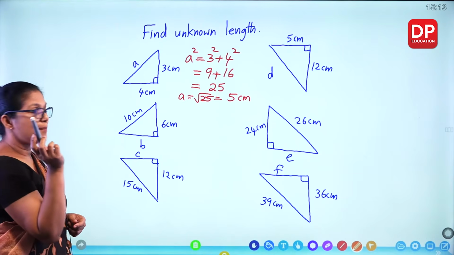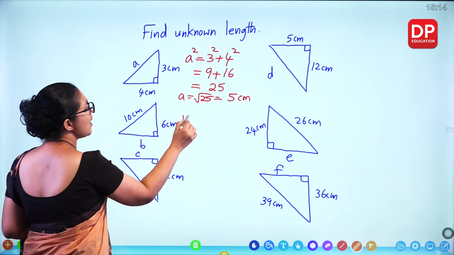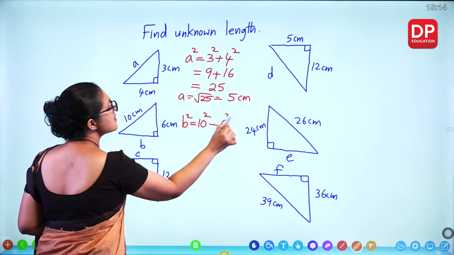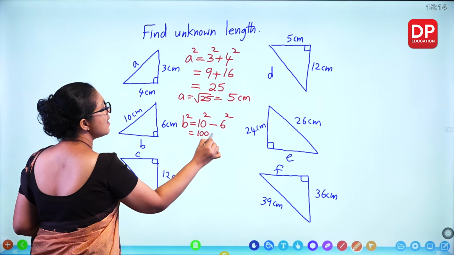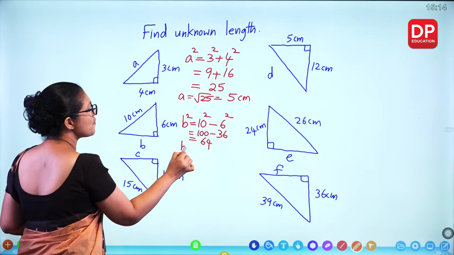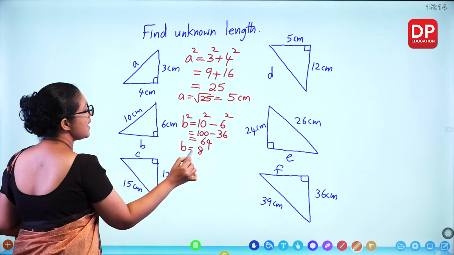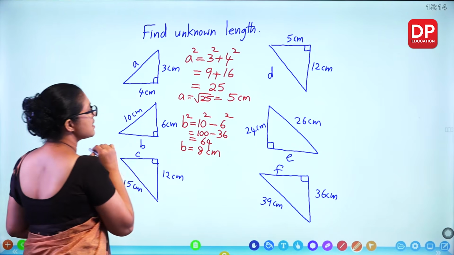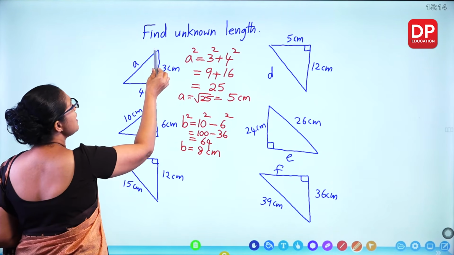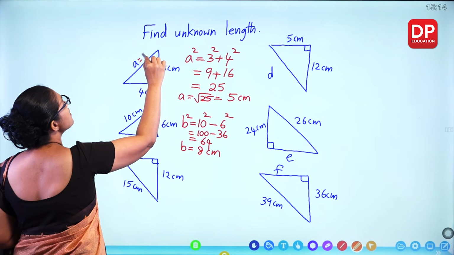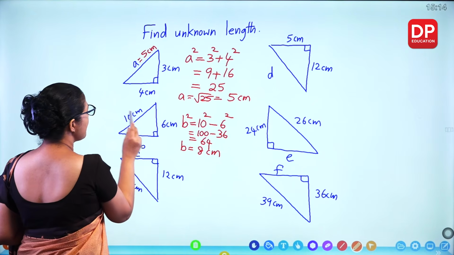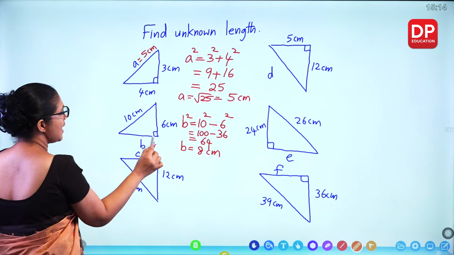Do this one. B is not the hypotenuse. So what can we write? B squared is equal to 10 squared minus 6 squared. 10 squared is 100. 100 minus 36, you get 64. Square root of 64, you get 8. 8 centimeters. So remember these measurements. 3, 4, you get 5 here. 6, 10, and this is 8.